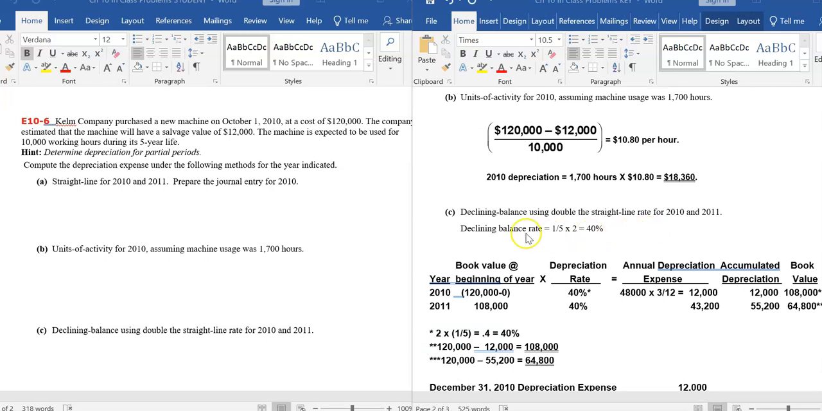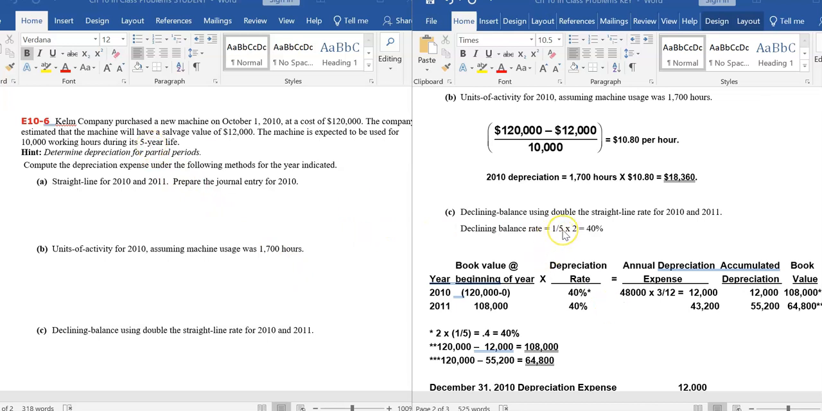All right, the third method that companies can use to calculate depreciation for an accounting period is the declining balance method. Right? So the first step in the declining balance method is to figure out the declining balance rate. And we do that by taking 1 divided by the number of years of life. So here, this asset has a 5-year estimated life.